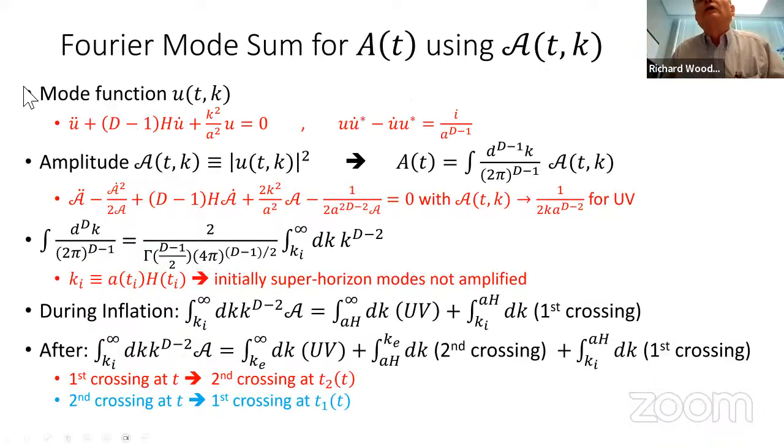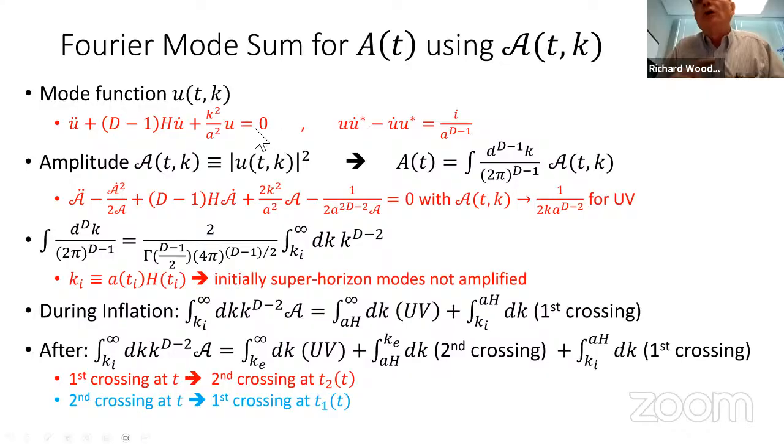The way we're going to get the expectation value of the square of the field is to write it as a dimensionally regulated Fourier mode sum, because this is still divergent, a Fourier mode sum in D dimensions of an amplitude script A of t and k. The amplitude is the norm squared of the mode function. The mode function in D dimensions obeys the well-known equation with the Wronskian equal to that. You can combine the equation and the Wronskian together to get a single equation for script A.